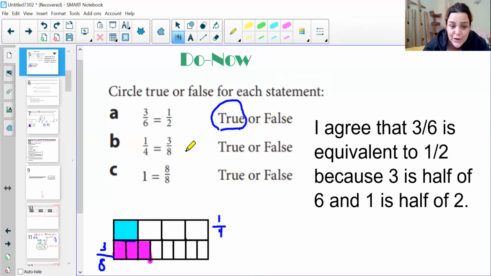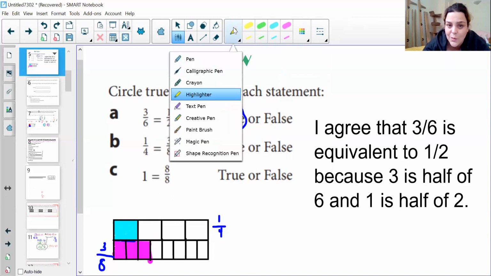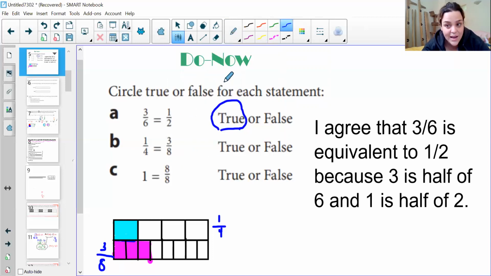So when it says 1/4 is equal to 3/8, we definitely know that that is true or false. Yep, if you said false, you're correct. This is definitely a false statement.